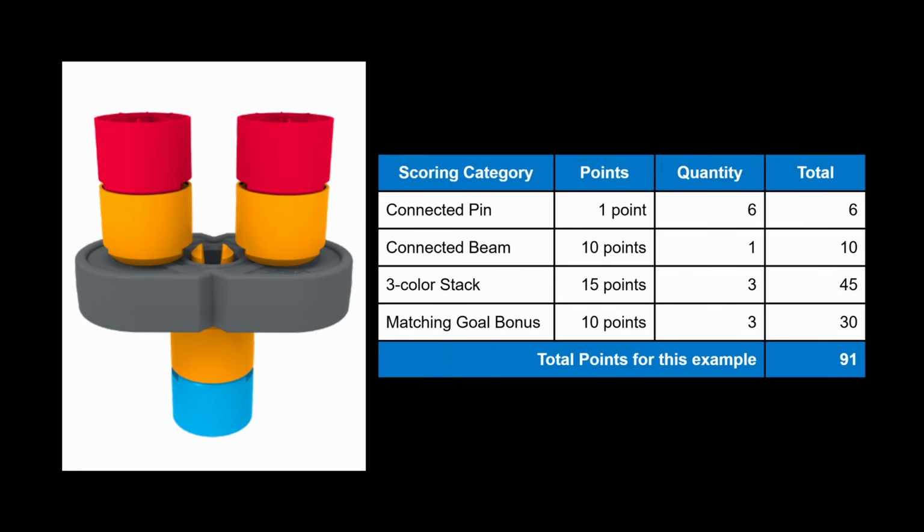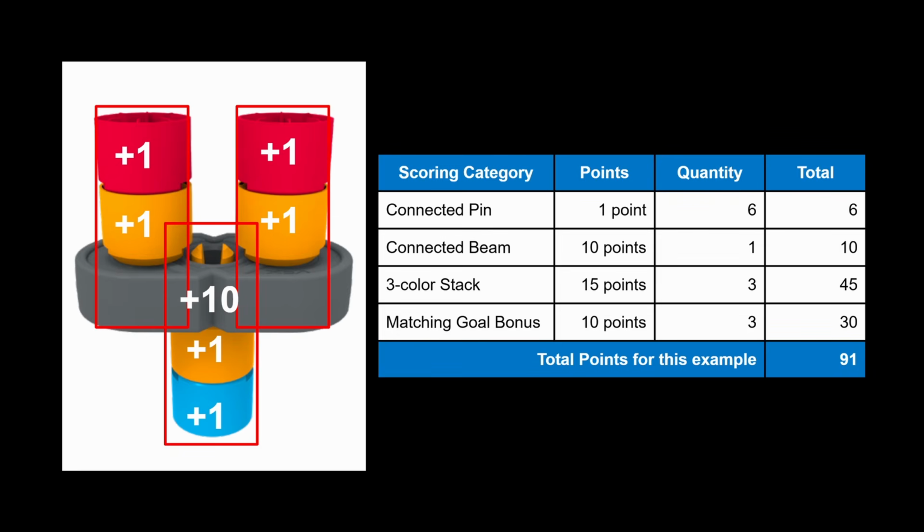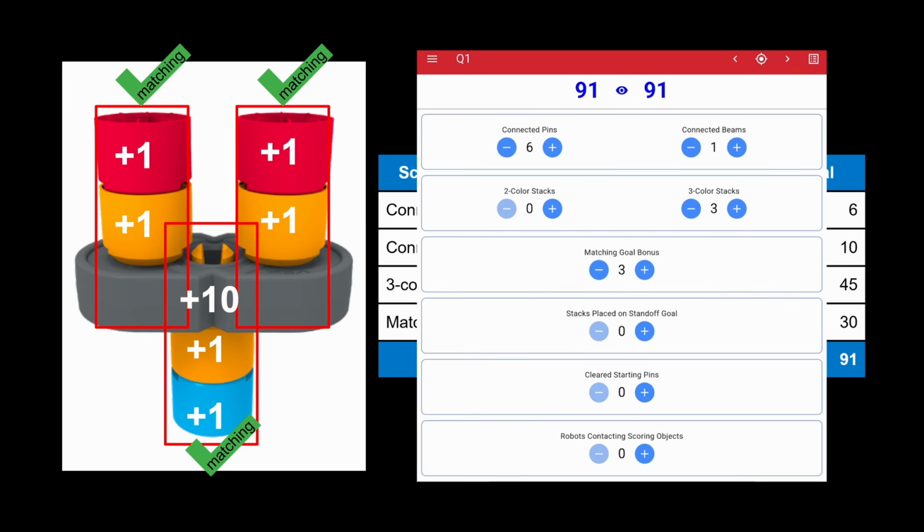So this is actually worth 91 points. There are 6 connected pins plus 10 points for the connected beam. There are 3 3-color stacks, and because these stacks are connected to a beam, they each get the matching goal bonus of 10 points. And here is what it would look like on the tablet at the end of the match.